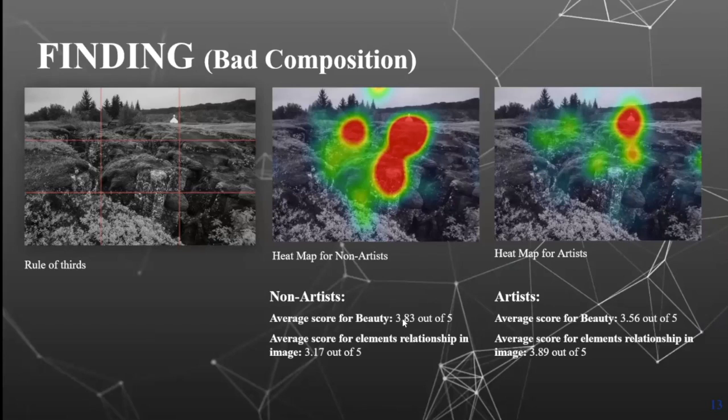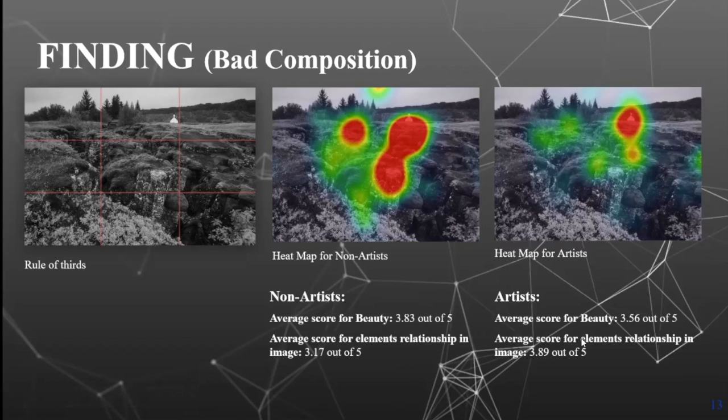And again, in the questionnaire result, it is very interesting that non-artistic people give a higher beauty average score to this image than artistic people. So it shows that for non-artistic people, it doesn't really matter whether you follow the rule of thirds or not. They usually scan the whole image, and they give their feeling or their assumption of the frame based on whatever is inside the frame.